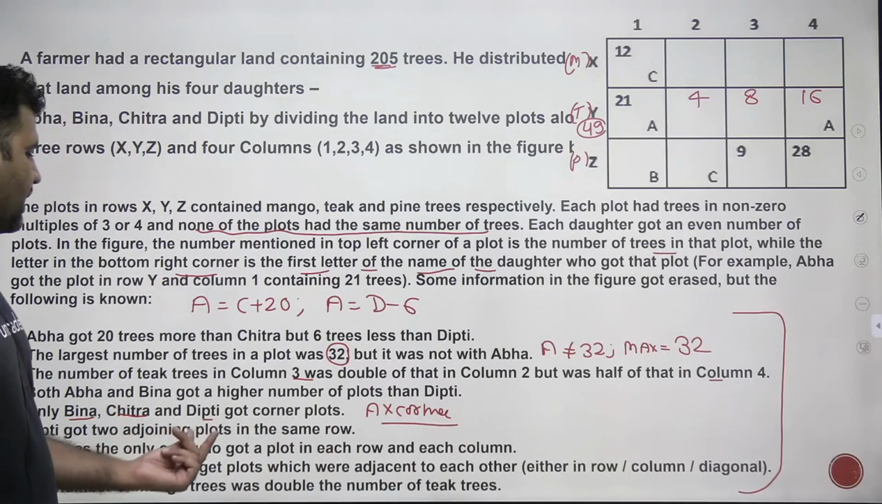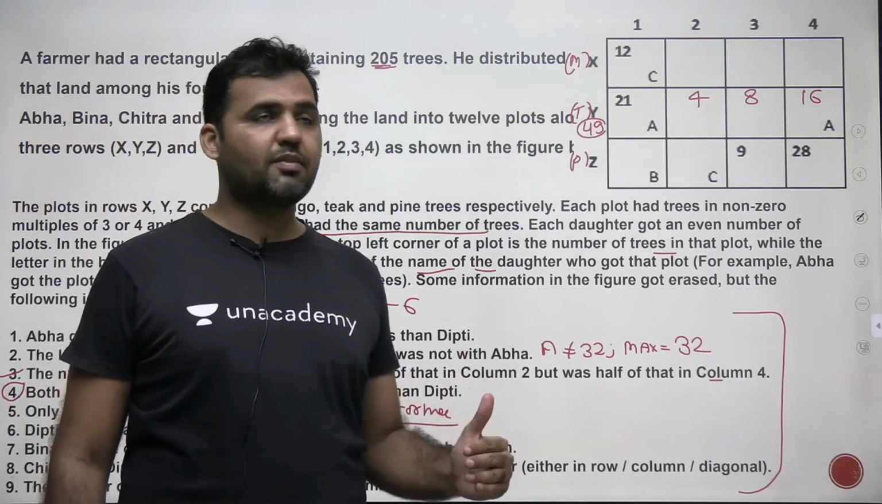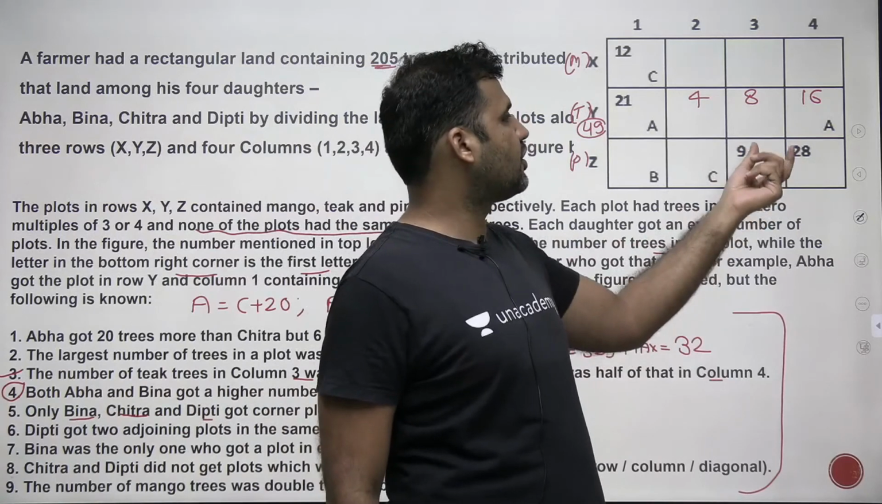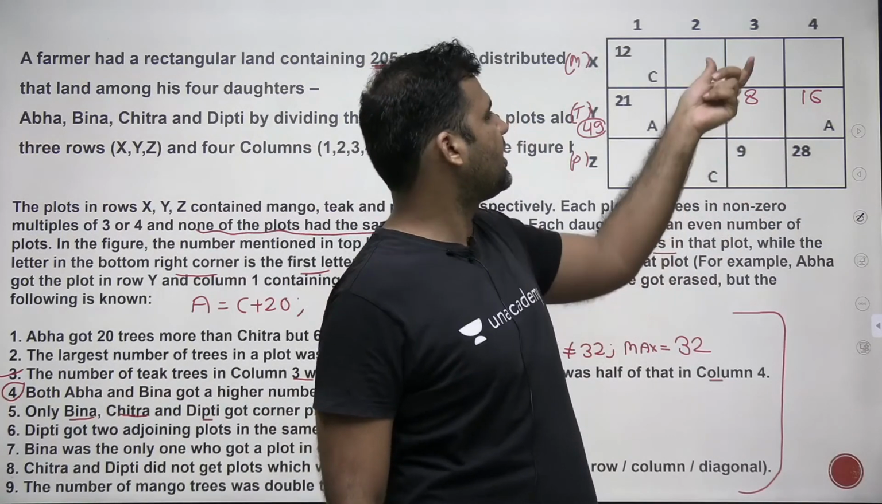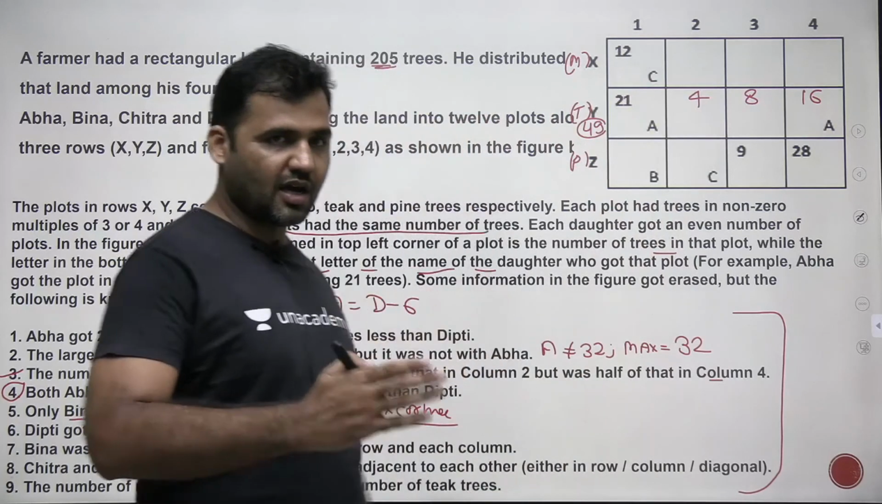Dipti got 2 adjoining plots in the same row. Dipti is getting 2 adjoining plots in the same row. So that means Dipti can get these 2 plots, or Dipti can get these 2 plots, or Dipti can get these 2 plots. 2 plots have been assigned to Dipti and both are in the same row.